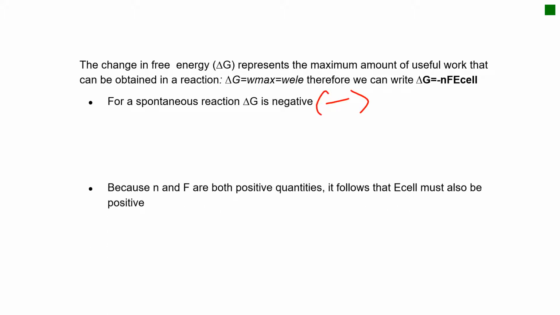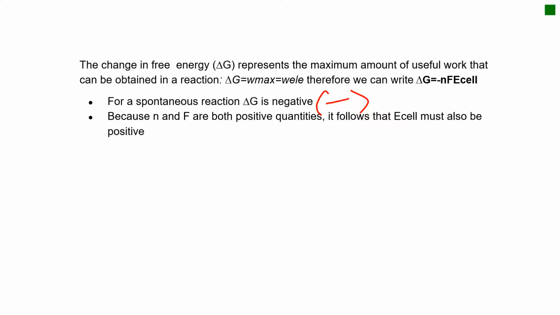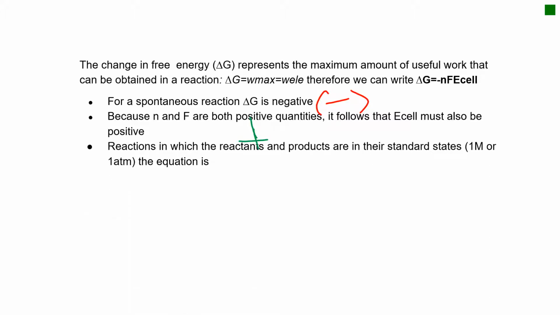The change in free energy, delta G, represents the maximum amount of useful work that can be obtained in a reaction. So the free energy equals the maximum amount of work done, which equals the electric work. Therefore we can write delta G equals negative nFE cell. For a spontaneous reaction, delta G will be negative because n and F are both positive quantities, so it follows that E cell must also be positive. For reactions in which the reactants and products are in their standard states, 1 M or 1 atmosphere, the equation is delta G standard equals negative nFE standard of the cell.